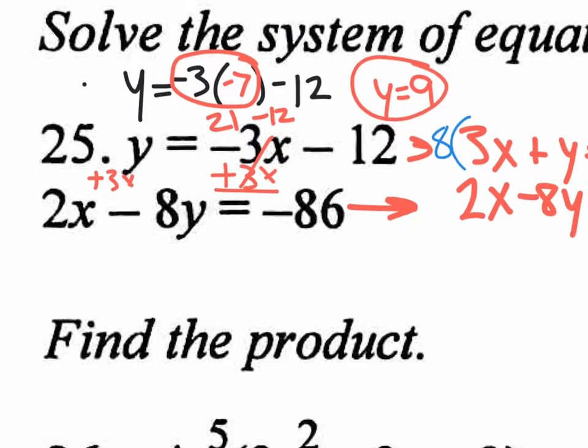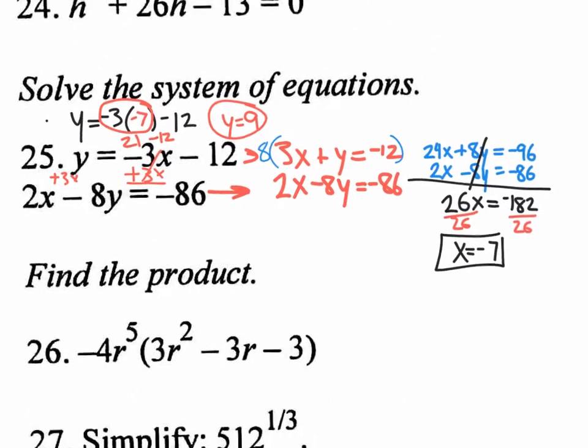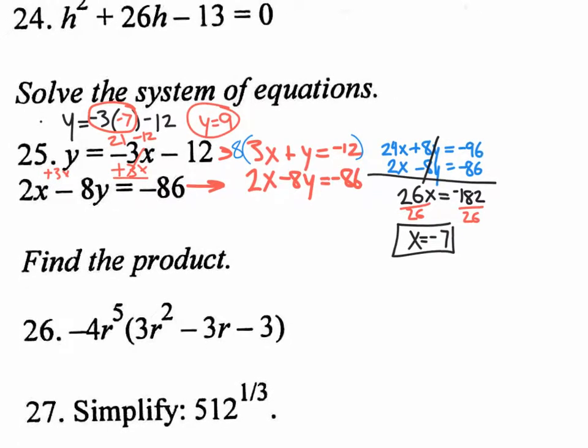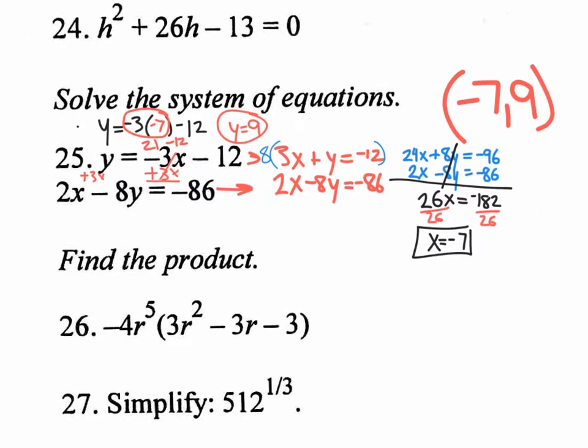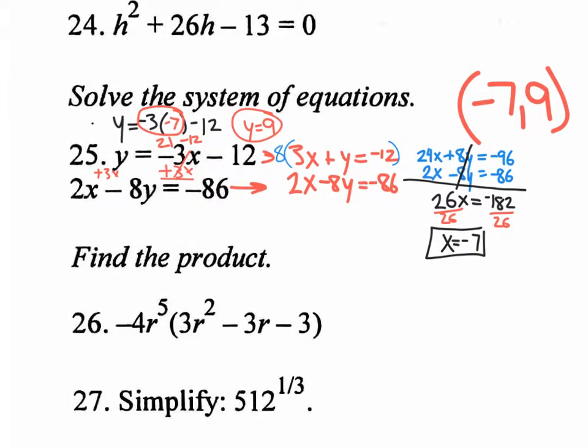So now I've explained two different methods. First of all, the final answer will be the coordinate negative 7 comma positive 9. So that's the answer for this system of equations on number 25. On the previous video, I explained it by using substitution. On this video, I rearranged the equations so I could use linear combinations. It's up to you to pick the method you feel more comfortable with.